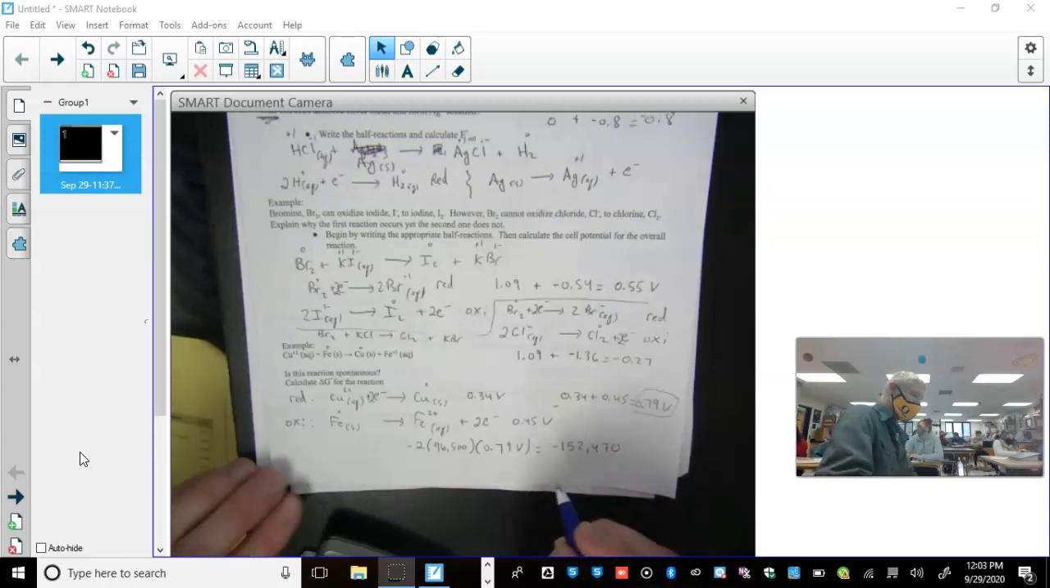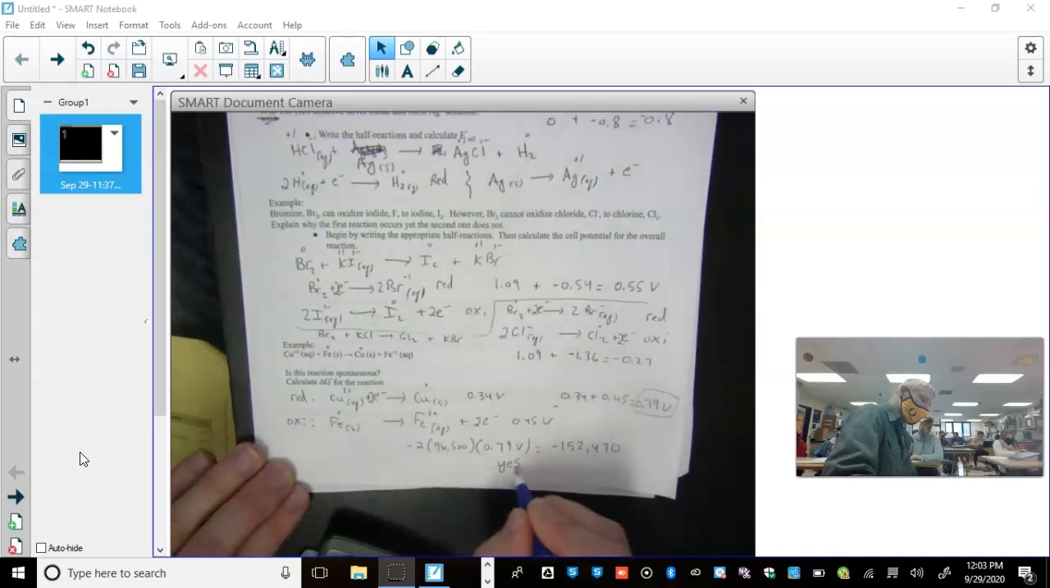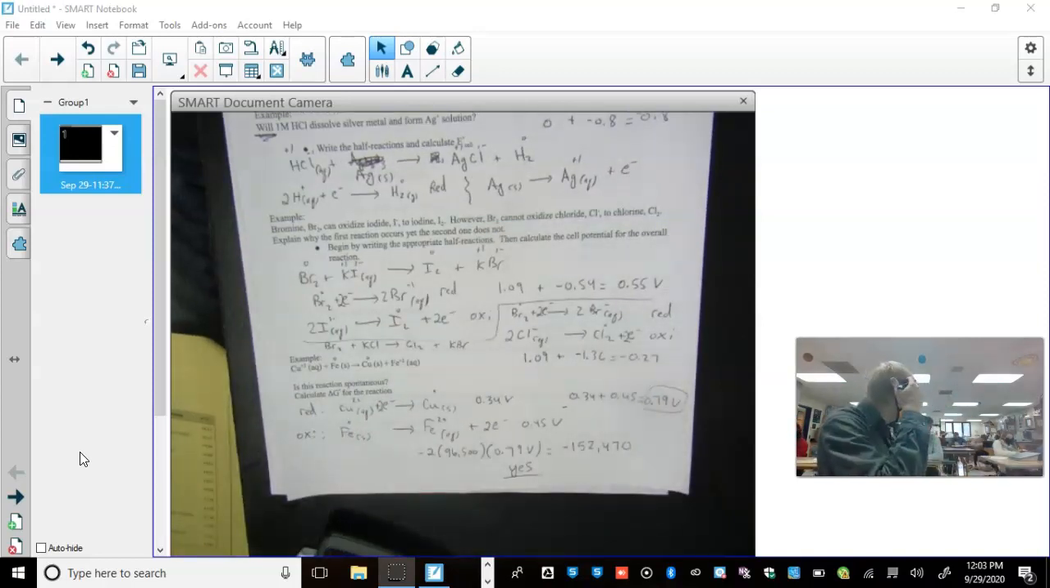So is it spontaneous? Yes, it's spontaneous. We kind of already knew it was spontaneous. Why? The E cell was positive. If E cell is positive, it's spontaneous. If E cell is negative, it's non-spontaneous. Yeah. And what's the point in finding delta G if you know if the E cell is positive, you know it's going to be spontaneous? Because that's what the question was asking.